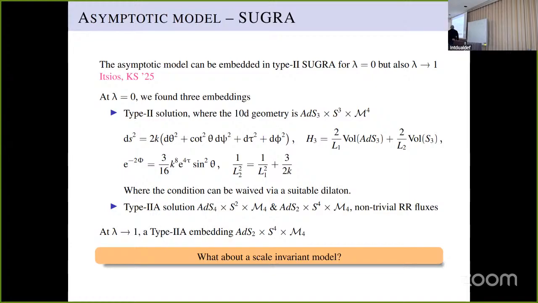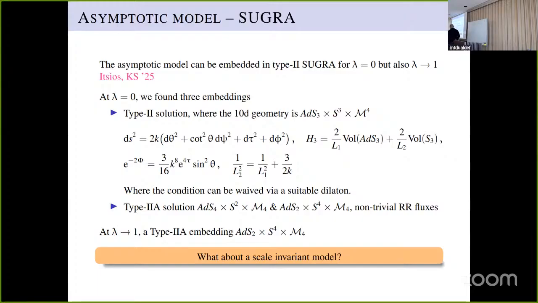There is a three-form flux here, and there is no Ramond flux, so this is why we call it type II, not type IIA or IIB. And this is the dilaton. On top of that, there is a condition between the radii of AdS3, S3, and the radius of the M4, this kind of condition. In addition, there are two kinds of type IIA solutions, AdS4 times S2 times M4, or AdS2 times S4 times M4 with non-trivial other fluxes. They're a bit lengthier, so I'm not going to present them.